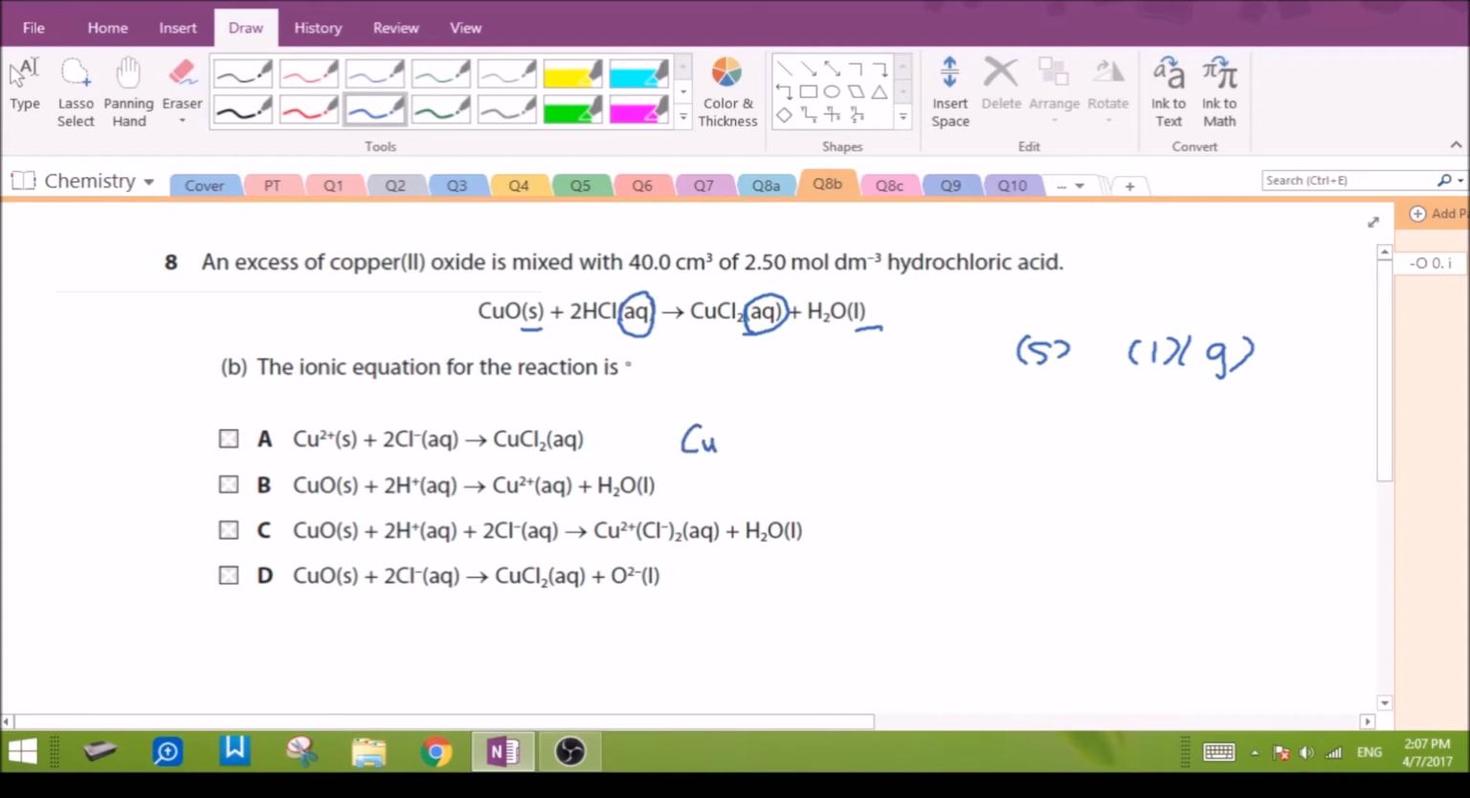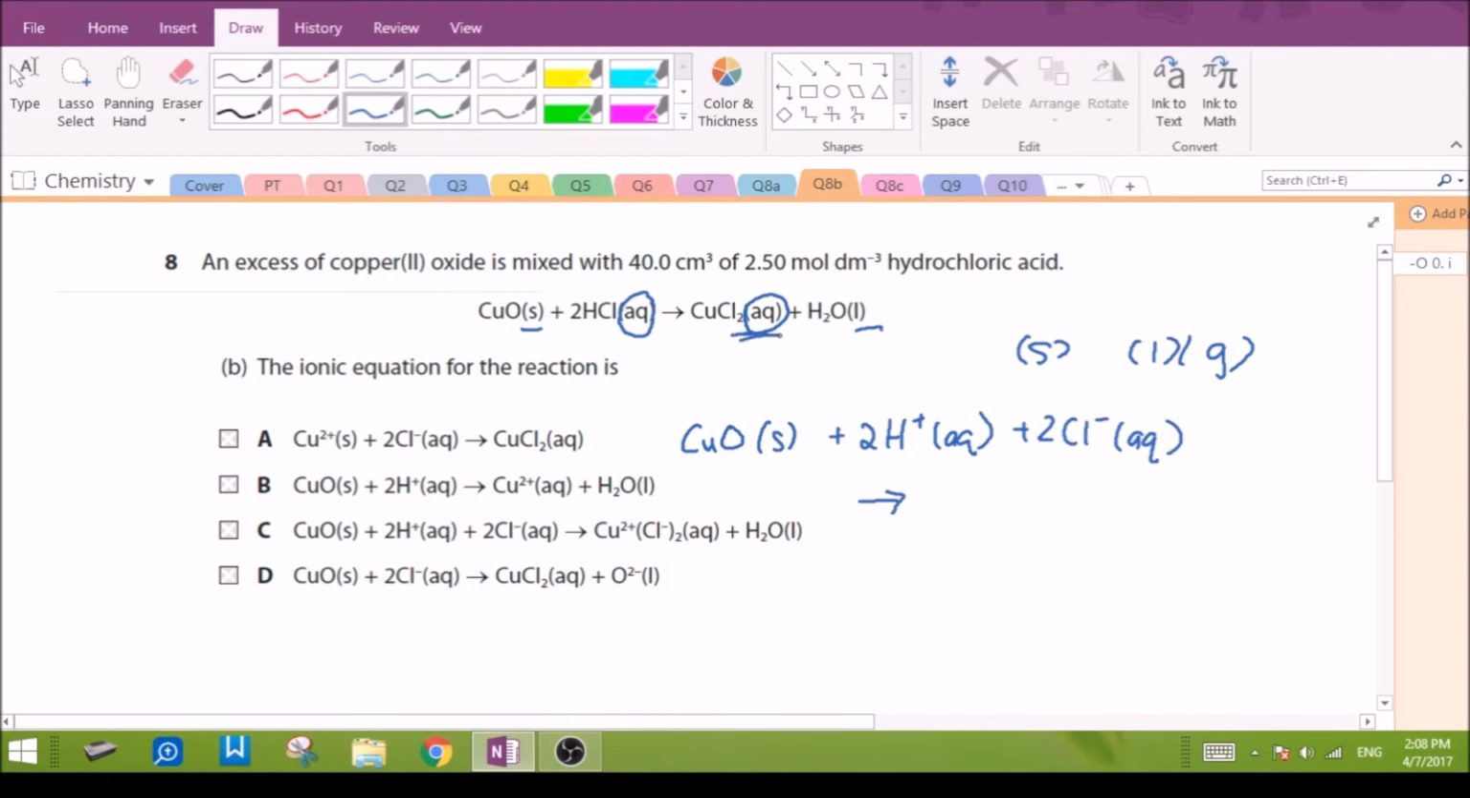So let's go through this. CuO, this is solid, so I will not do anything to it. I will just write it out as it is. Hydrochloric acid is in aqueous form, so I will need to split it up. It is 2HCl, so in its ion form there will be 2 H+ and 2 chloride ions, AQ. And then we go to the other side of the equation.